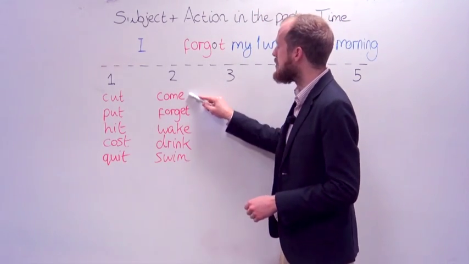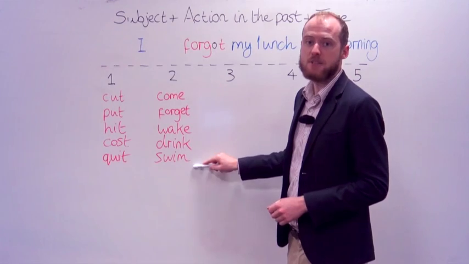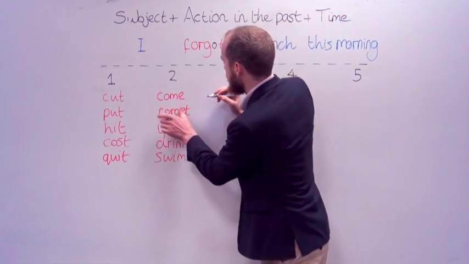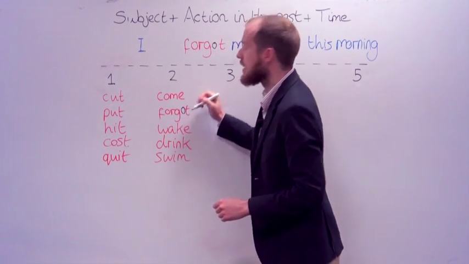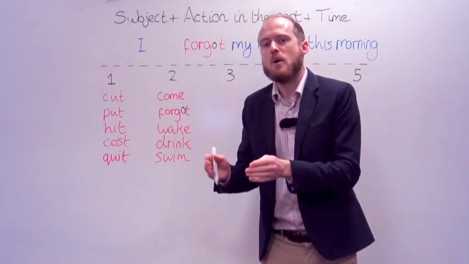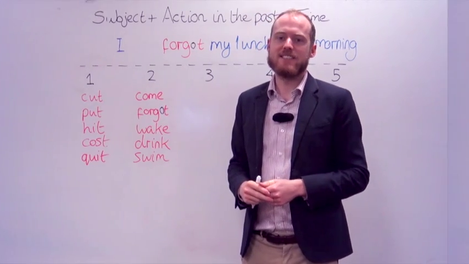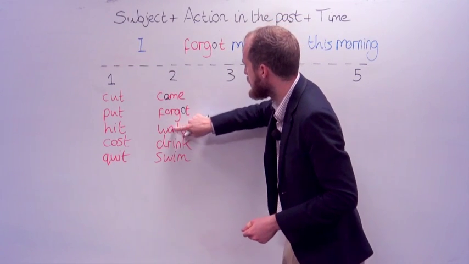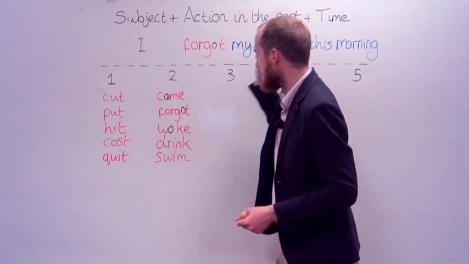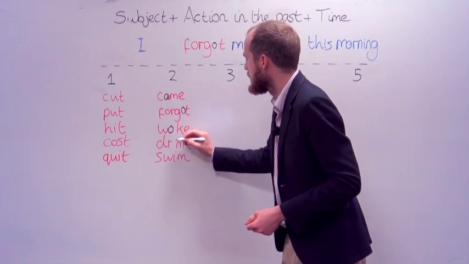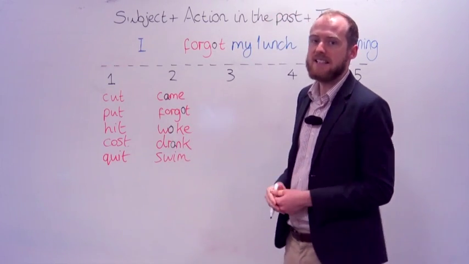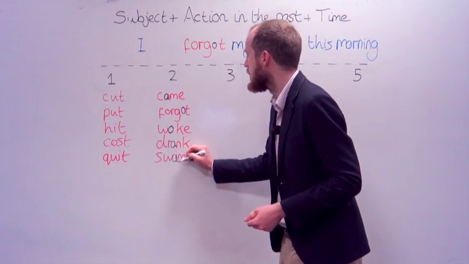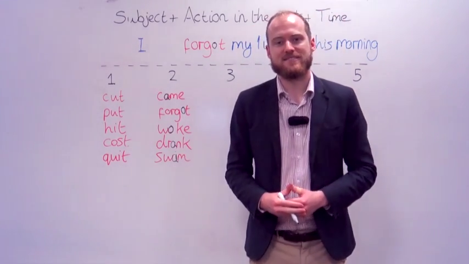We have come, forget, wake, drink, and swim. We already saw that forget in the past is forgot, so the E becomes an O. With this group, they stay the same, but one vowel changes. Come in the past is came. Wake becomes woke. Drink in the past, drank, and finally swim, well, it's like drink, the I changes to an A. So these verbs are now in the past.